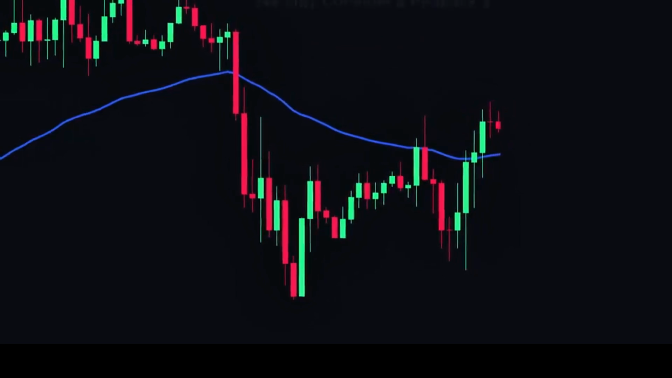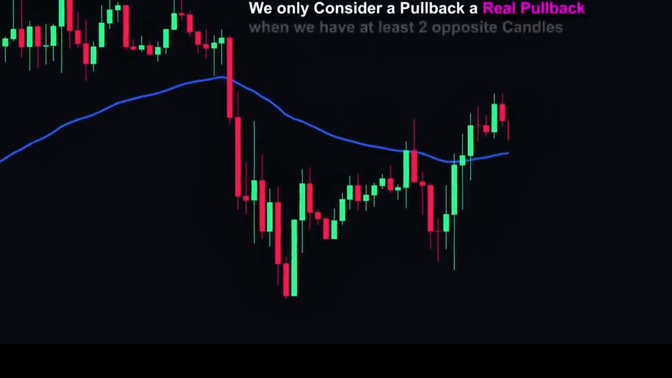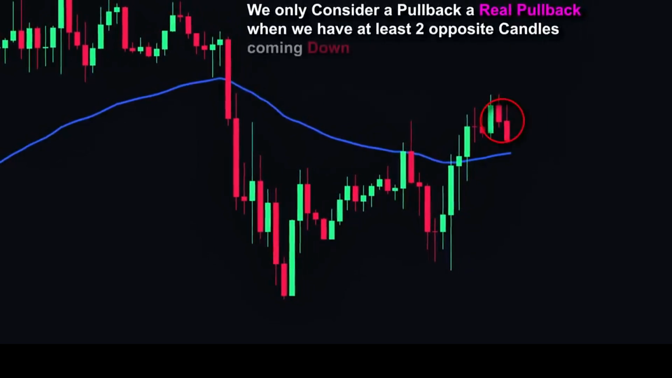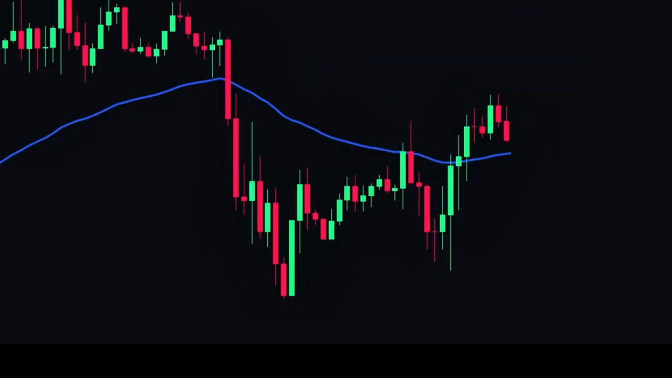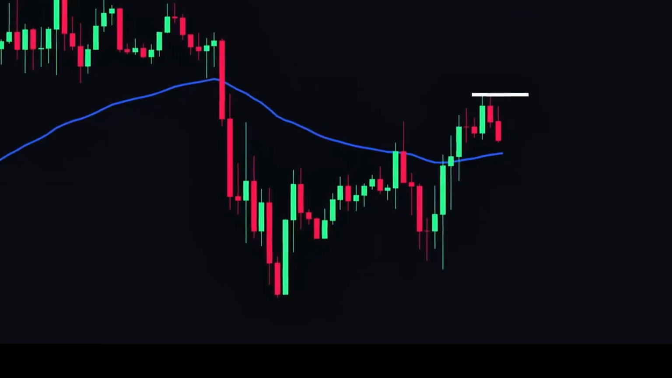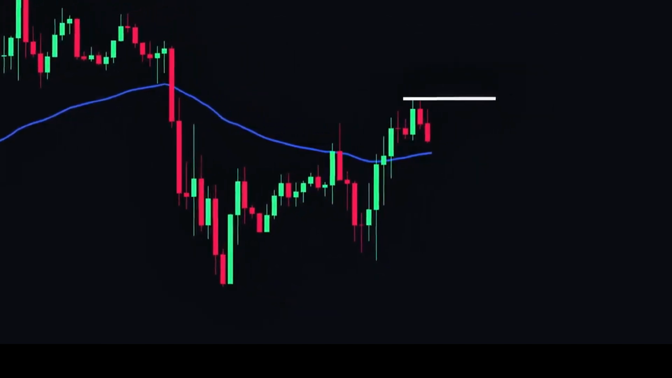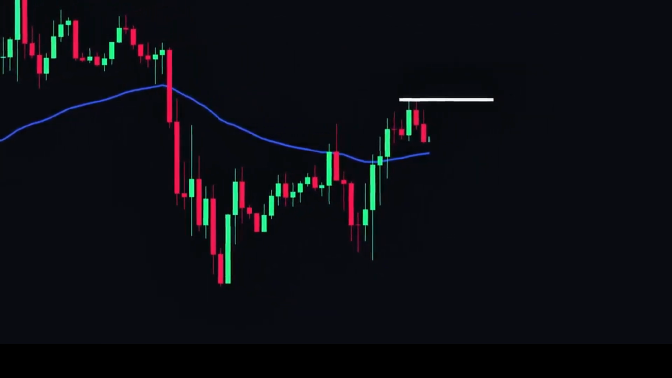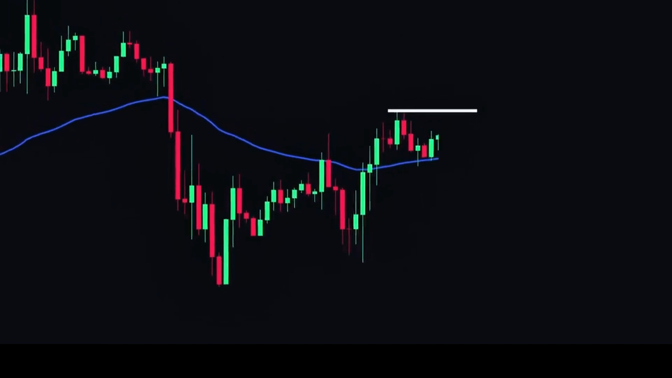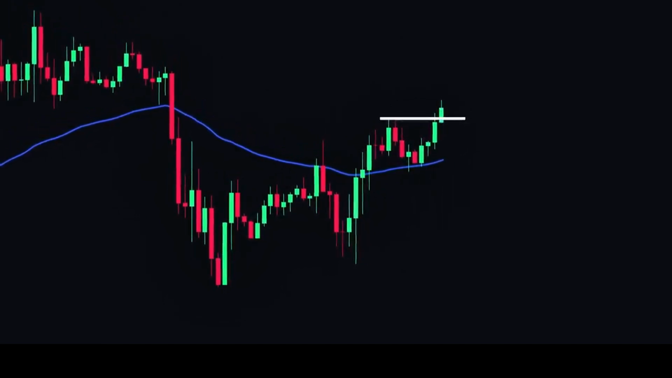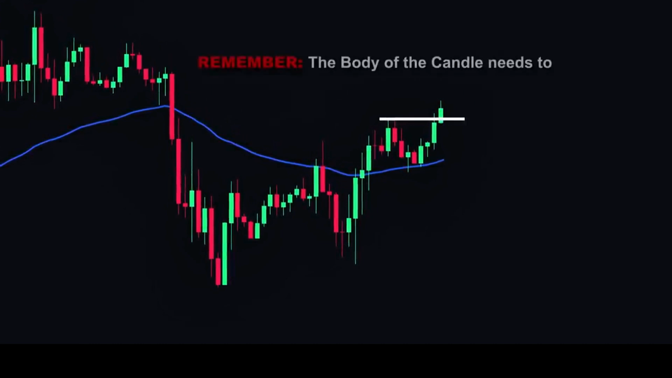However, we only consider a pullback a real pullback when we have at least two opposite candles coming down. So that's two back-to-back red candles after we broke above the EMA. Once we see that happening, we draw a horizontal line at the swing high point before we see that pullback. Then, after we see the two red candles, we're going to wait for the price to break above the horizontal line. But remember, the body of the candle needs to close above the line. And when that happens, such as it does here, that's when we buy.